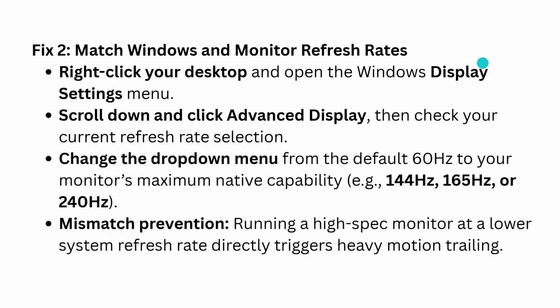Fix 2. Match Windows and monitor refresh rates. Right click your desktop and open the Windows Display Settings menu. Scroll down and click Advanced Display, then check your current refresh rate selection. Change the drop down menu from the default 60 Hz to your monitor's maximum native capability, for example 144 Hz, 165 Hz, or 240 Hz. Mismatch prevention: running a high spec monitor at a lower system refresh rate directly triggers heavy motion trailing.